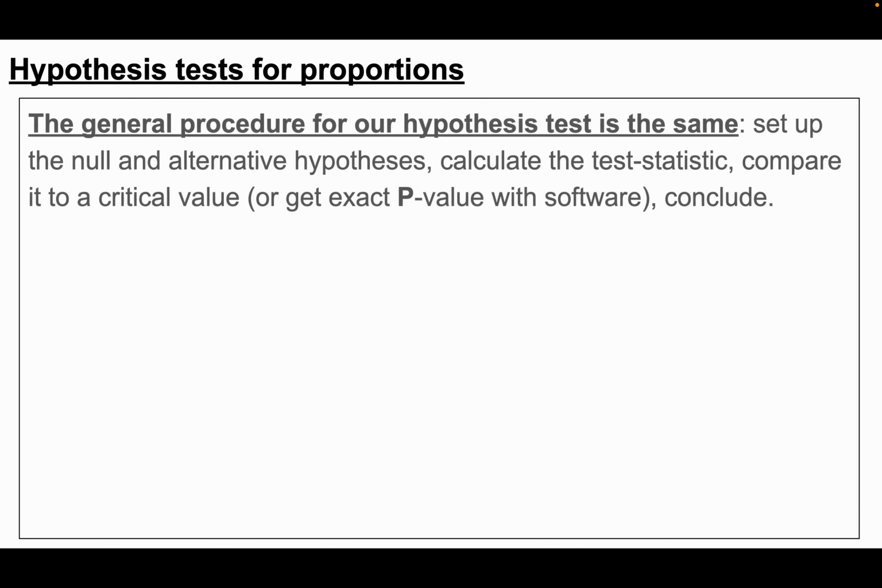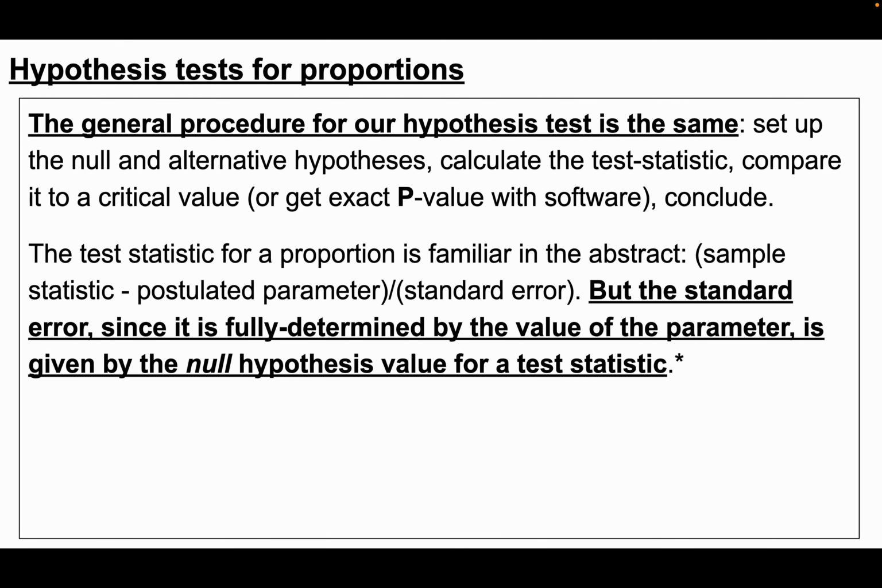Hypothesis tests for proportions are basically the same in general. We set up the null and the alternative, calculate the test statistic, compare it to a critical value or get the exact p-value with software, and then we conclude. The test statistic is going to be familiar in the abstract. It's the sample statistic minus the postulated parameter over the standard error. But the standard error, since it's fully determined by the value of the parameter, is given by the null hypothesis value for a test statistic.